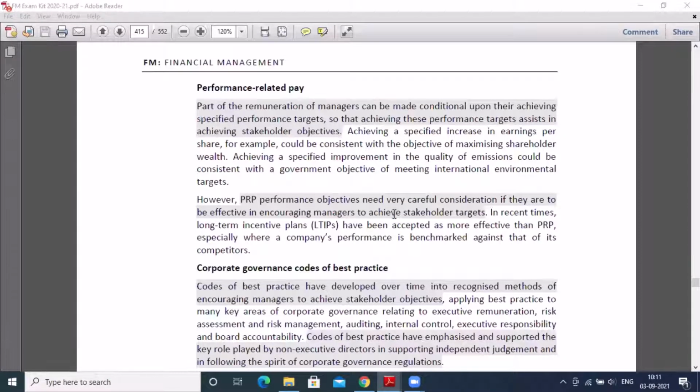Part of the remuneration of the manager can be made conditional upon their achieving a specified performance target, so that achieving this performance target assists in achieving the stakeholder objectives. So if a manager can increase the earnings per share of a company, then we can link it with the remuneration. And we can go with EVA, that is economic value added, or link the remuneration of the directors or the managers with the increase in the share price in the stock market. That can also be considered to achieve this particular goal.